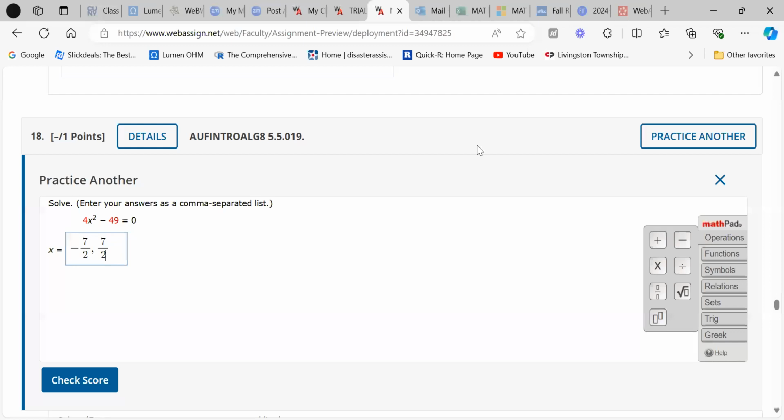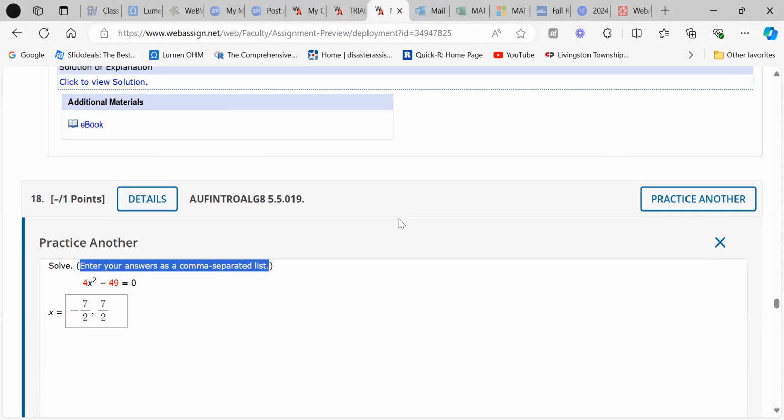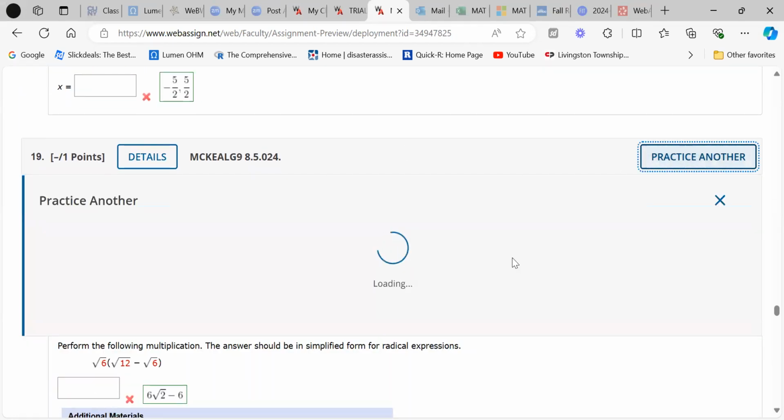Now, here it does give you instruction, right? Enter your answers as a comma separated list. That's how you input it, right? And in the exam, read the instruction carefully. Follow that very closely, right? So that's 18, 19. Let's practice another.